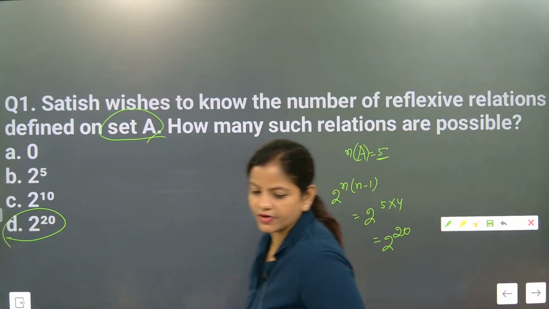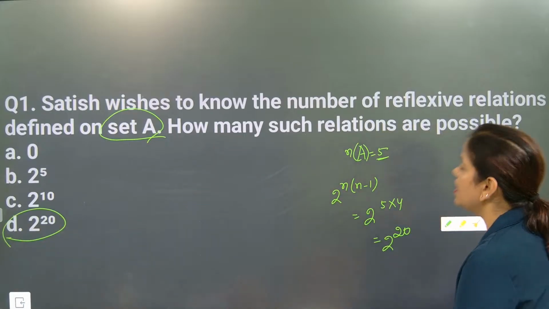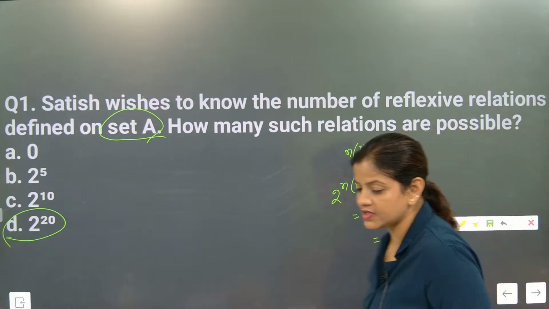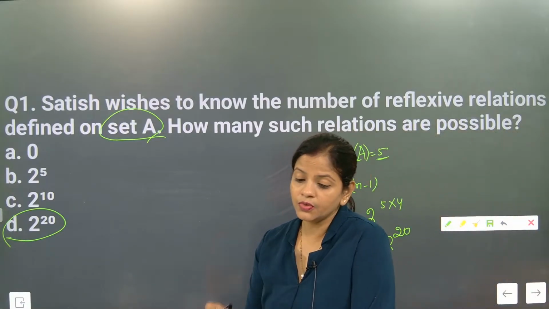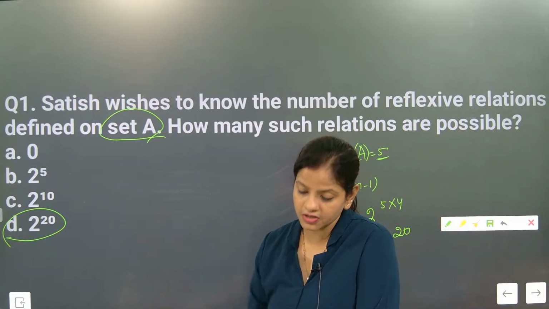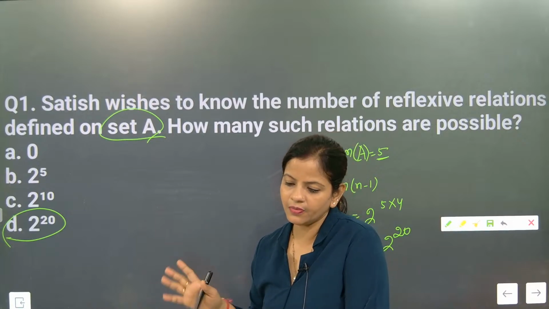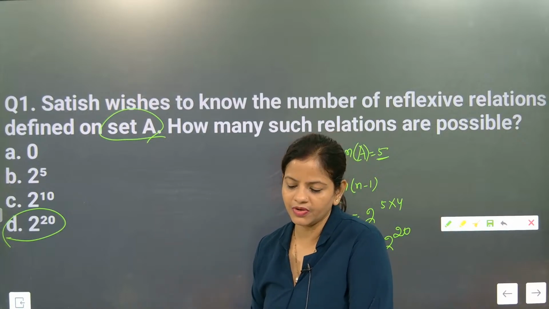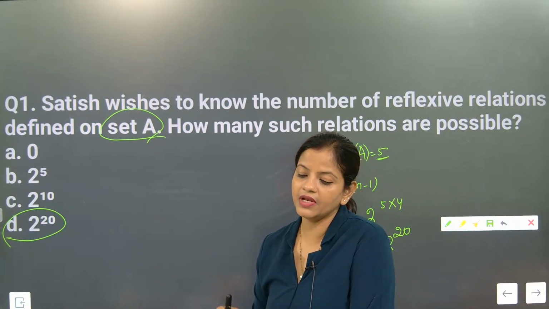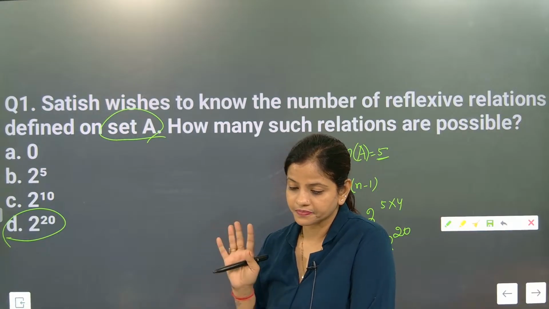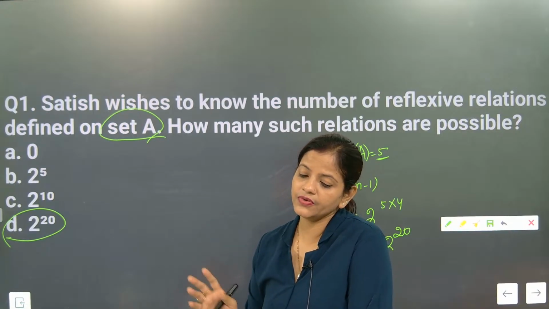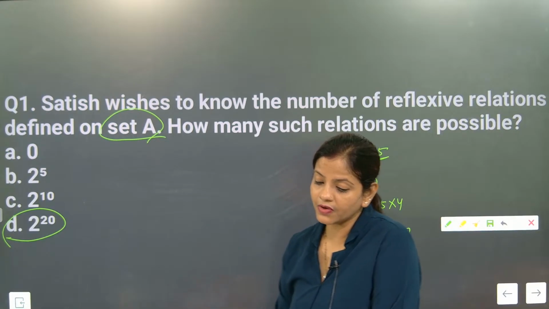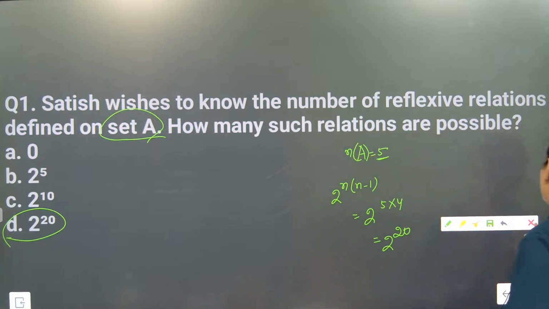I hope you have understood how to solve the first question on reflexive relations. The number of reflexive relations possible is 2 to the power n(n minus 1), and whichever set they take, they tell you the number of elements. Set A has how many elements? Set A has 5 elements. So it will become 5 into (5 minus 1), which is 4. So 5 into 4 will come.